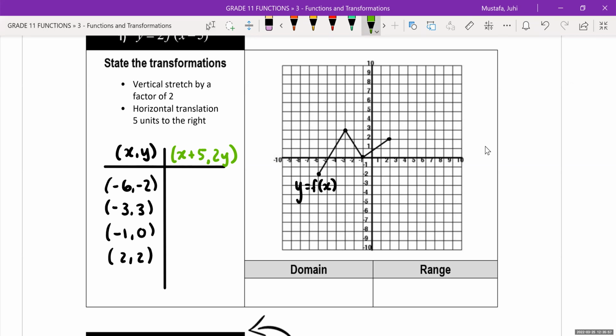So -6 plus 5 is going to be -1. -3 plus 5 is 2. -1 plus 5 is 4. And 2 plus 5 is 7. -2 times 2 is -4, 3 times 2 is 6, 0, and 4. So the new points are -1 comma -4, 2 comma 6, 4 comma 0, and 7 comma 4.